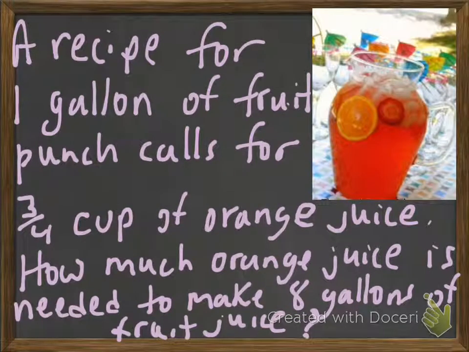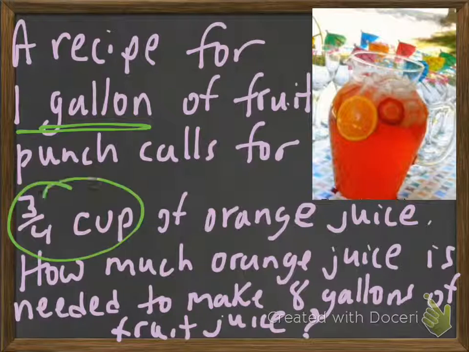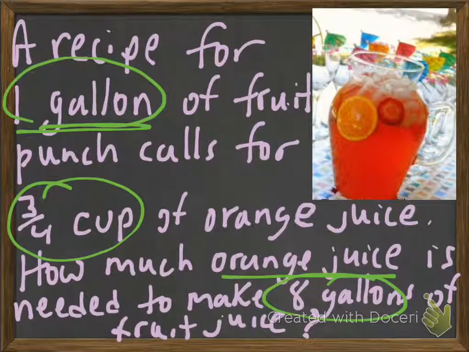A recipe for 1 gallon of fruit punch calls for 3/4 of a cup of orange juice. How much orange juice is needed to make 8 gallons of fruit juice? So again, we have a recipe for 1 gallon, you need 3/4 of a cup. But we want 8 gallons, and the question is, how much orange juice is needed to get that 8 gallons?